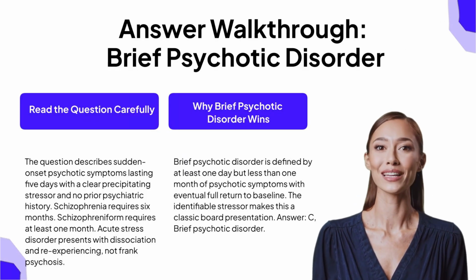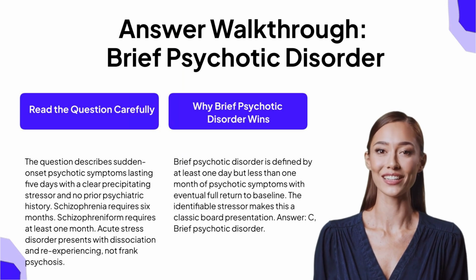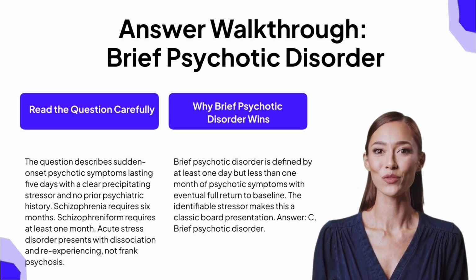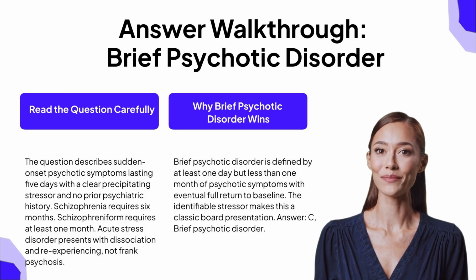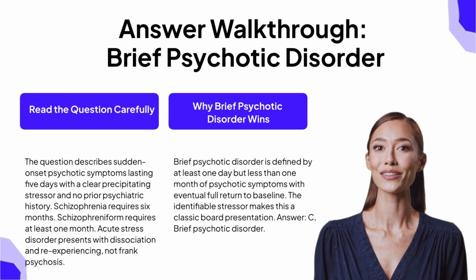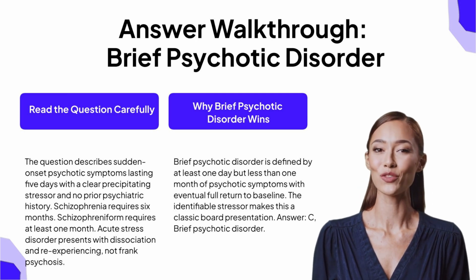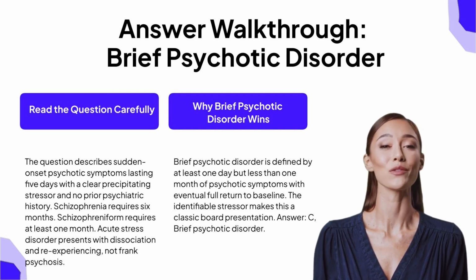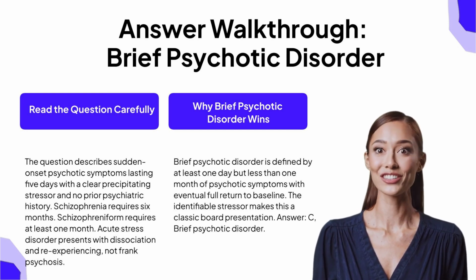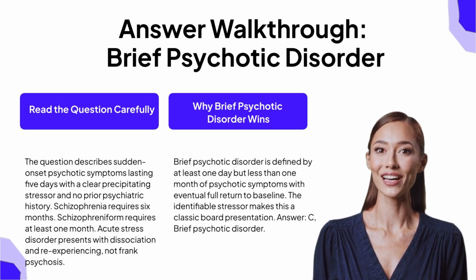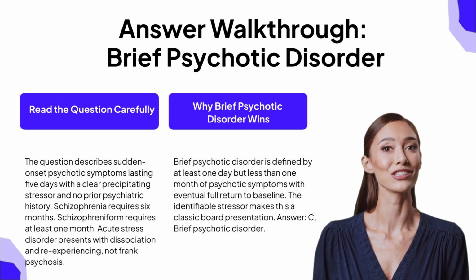Read the question carefully. We have sudden onset psychotic symptoms lasting 5 days with a clear precipitating stressor and no prior psychiatric history. Now, why does brief psychotic disorder win here? Schizophrenia requires 6 months of total disturbance, so we can eliminate A immediately. Schizophreniform disorder requires at least 1 month, but our patient has only had symptoms for 5 days, so B is out. Acute stress disorder presents with dissociation, re-experiencing, and avoidance, not frank psychosis with delusions and disorganized speech, so D is eliminated.